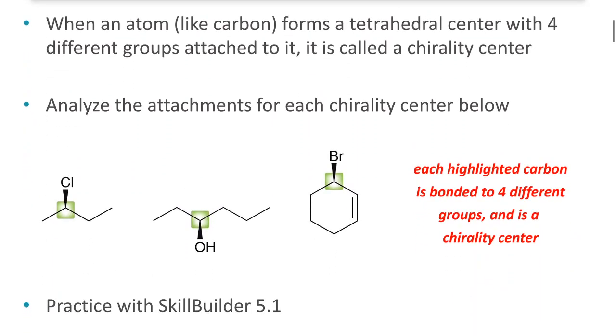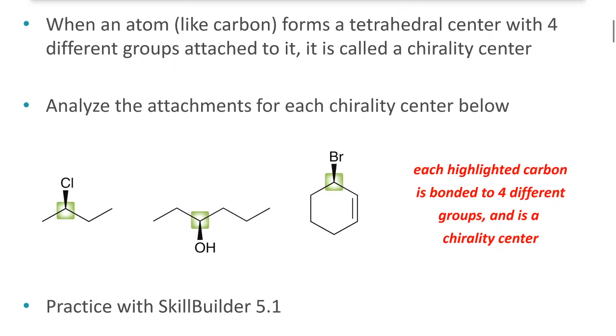So in an atom like carbon that has a tetrahedral center, it has to be an sp3 hybridized carbon because it has to have 4 different groups attached. When it has a chirality center, then it's going to have the ability to have an enantiomer. So let's see if any of these molecules have a chirality center. So first the molecule on the left, okay, this molecule is a derivative of butane.